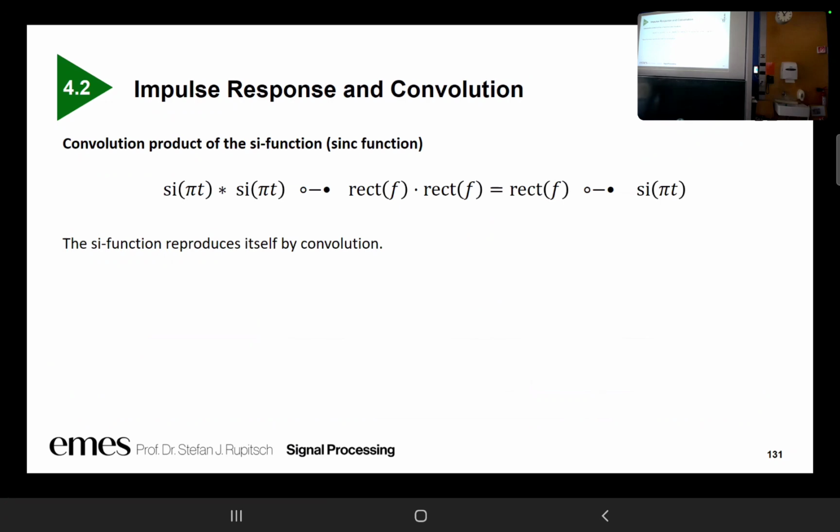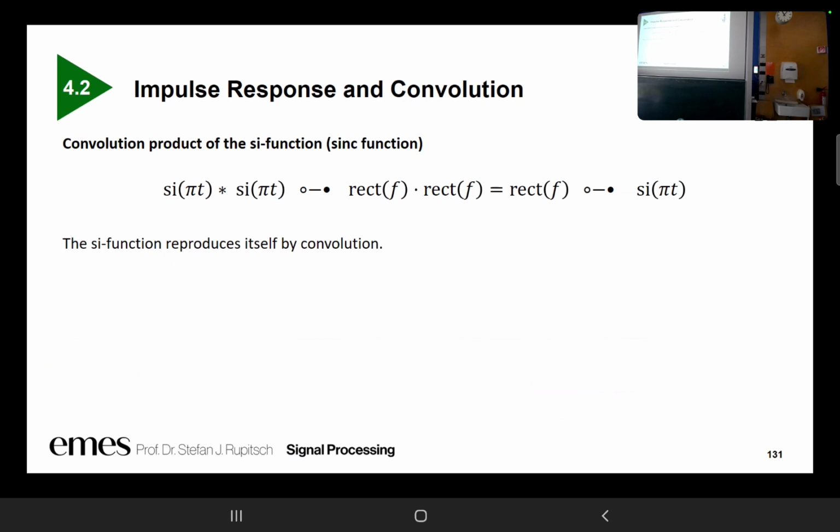Some closing remarks concerning impulse response and convolution. Really simple closing remarks. It's nothing which should be surprising for us. If we perform the convolution product of two sinc functions, we have the multiplication of two rectangular functions in the frequency domain, and the result is again a rectangular function. If we perform the multiplication of two rectangular functions, the result will be again a rectangular function.